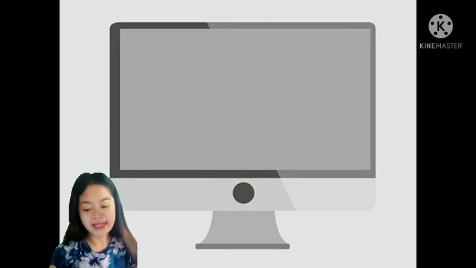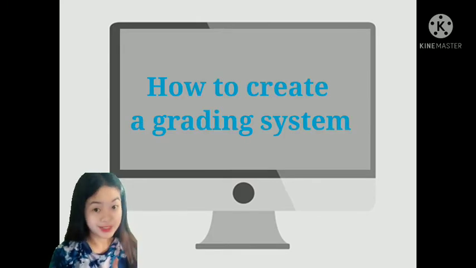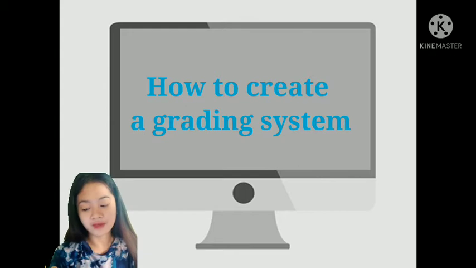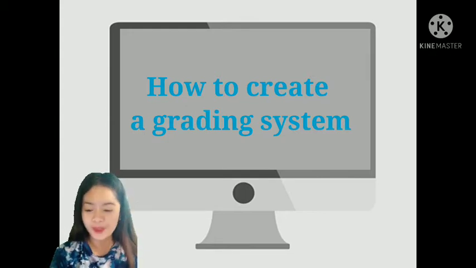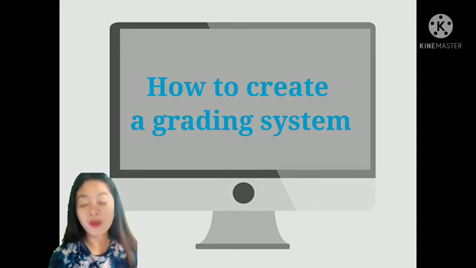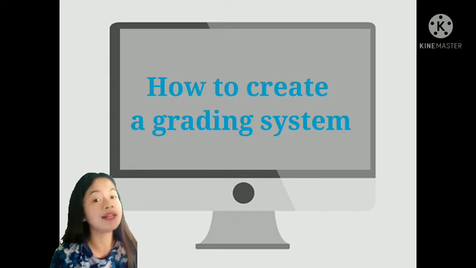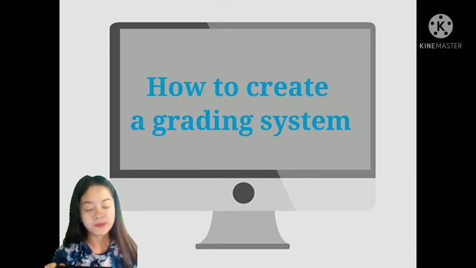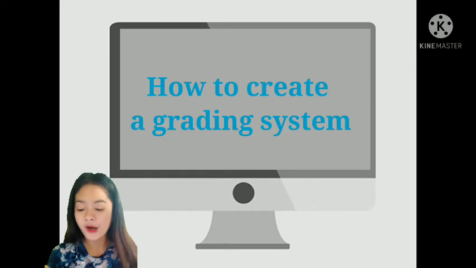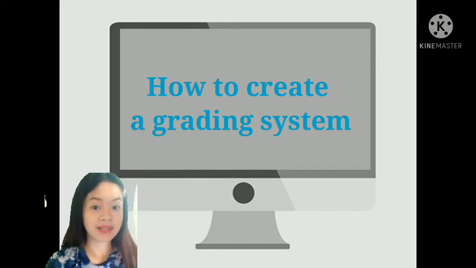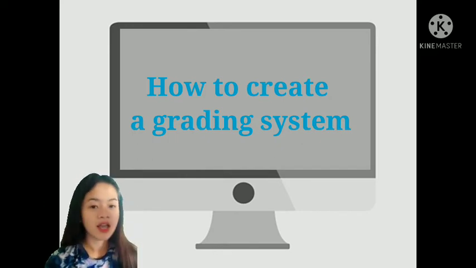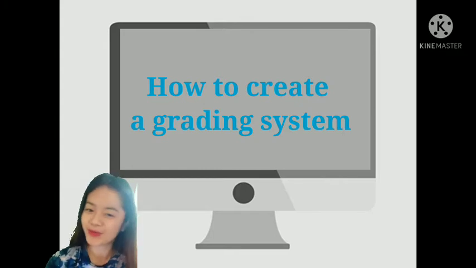Now, how to create a grading rubric? First, define the purpose of the assignment or assessment for which you are creating a rubric. Second, decide what kind of rubric you will use, either a holistic rubric or analytic rubric. Third, define the criteria. Fourth, design the rating scale. Fifth, write descriptions for each level of the rating scale. And the last one, you can now create your own rubric.